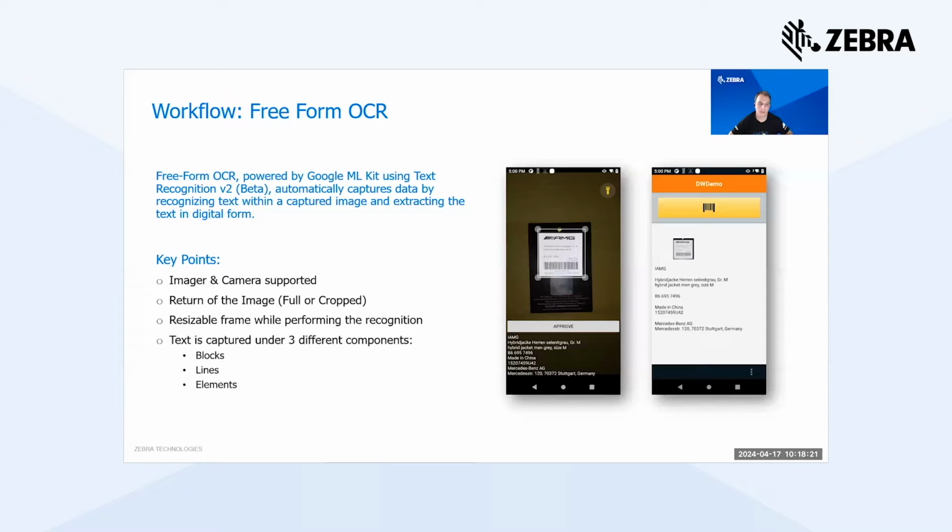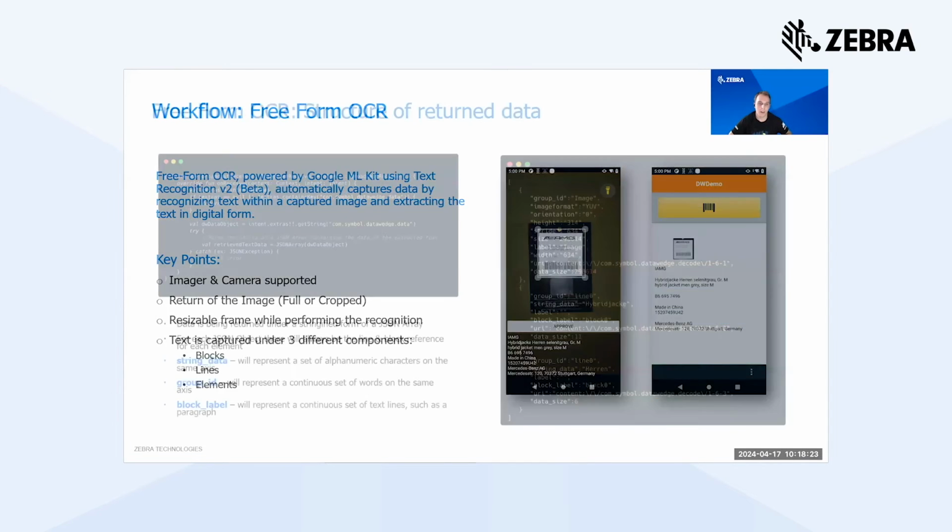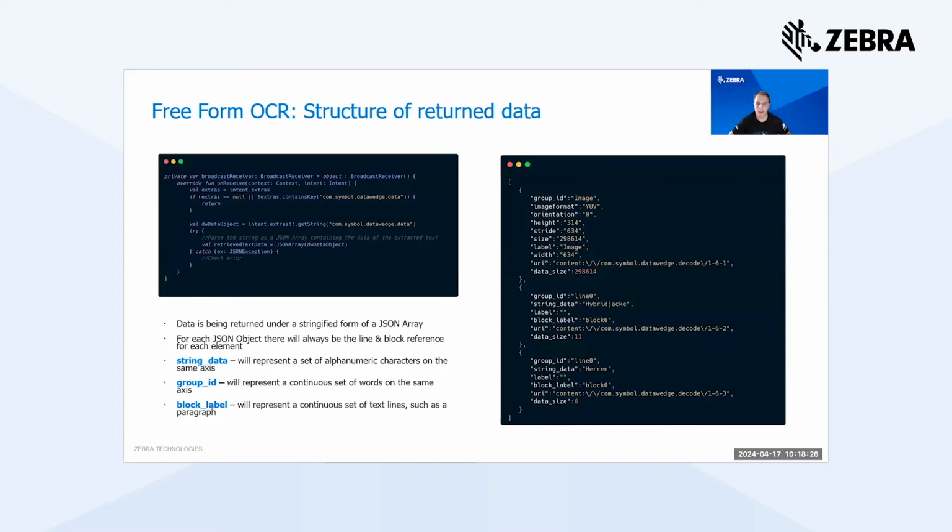Next slide, please, Maria. And if we can take a look at the code side, same as any feature being used in DataWedge, we can register a broadcast receiver to receive any data coming from DataWedge, and also in this case, the information returned by DataWedge for the captured text is going to come in the stringified form of a JSON array, and you can see on the right side.